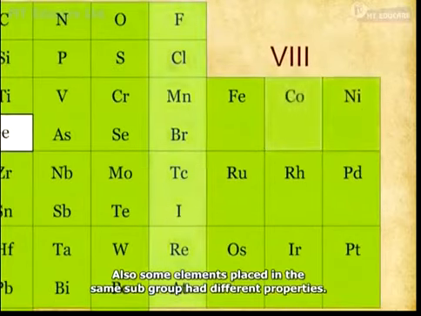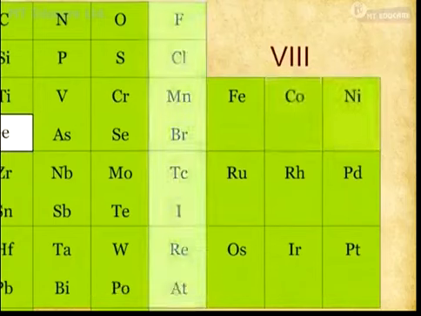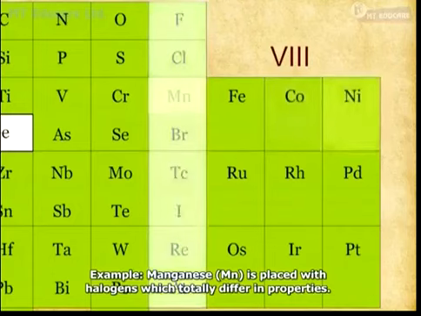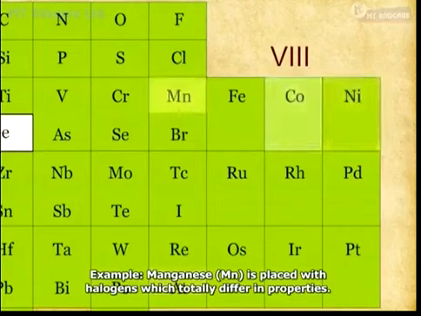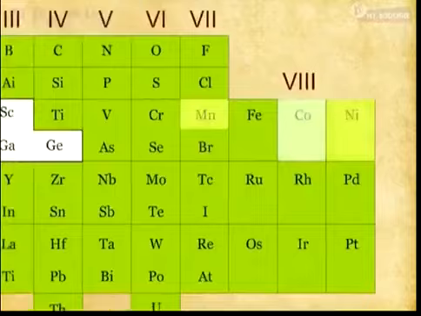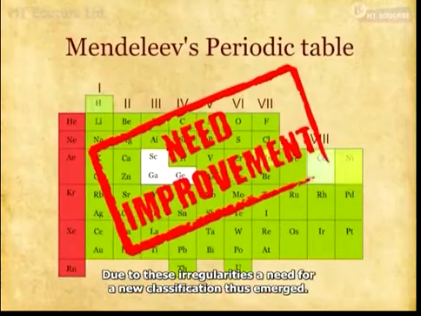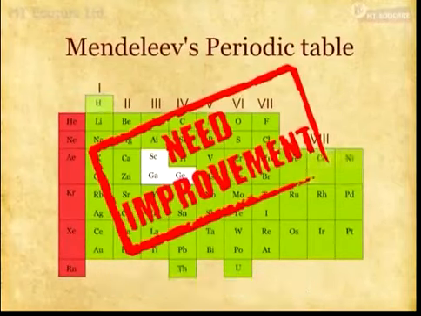Also, some elements placed in the same subgroup had different properties. For example, manganese, Mn, is placed with halogens, which totally differ in properties. Due to these irregularities, a need for a new classification thus emerged.